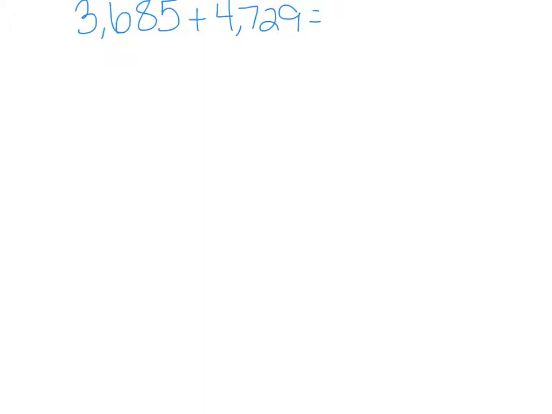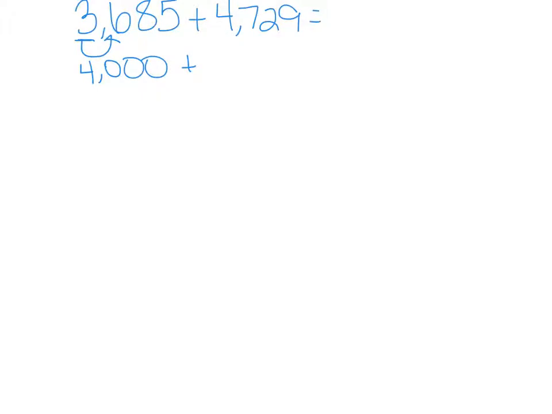Instead, I'm going to round to the nearest 1,000. So 3,685. Okay, I'm going to round to the nearest 1,000, so I'm going to underline that place value, go next door, and that 6 tells me that I need to add 1. So I need to go up. So my 3 is going to change to a 4. And then everything else is going to change to zeros.